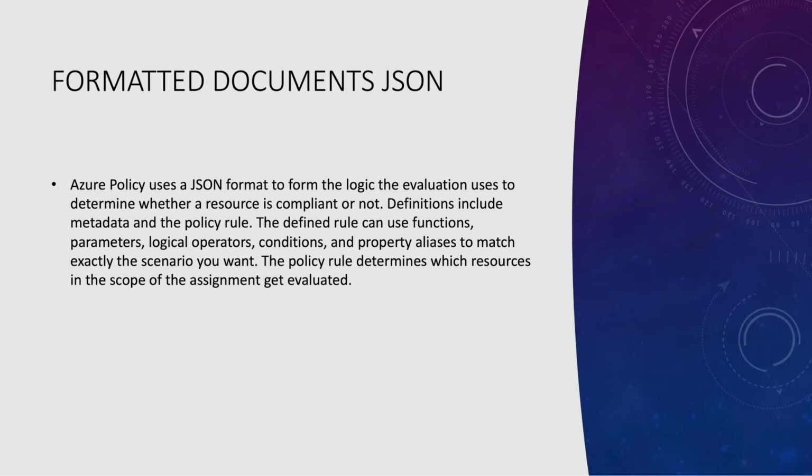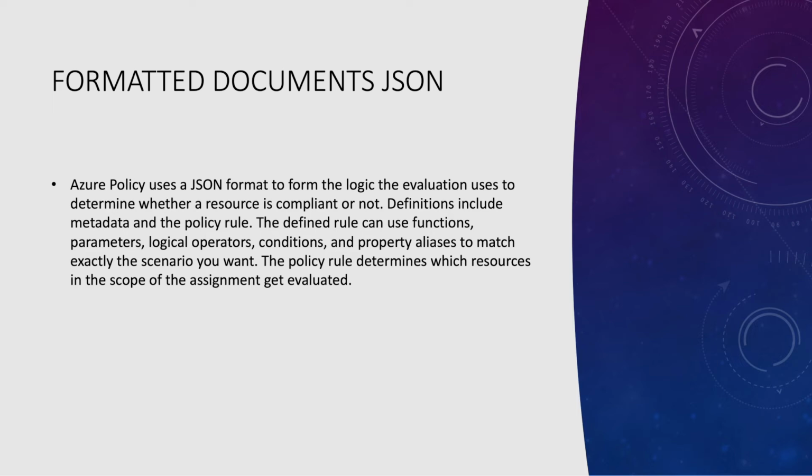All right, formatted documents. Again, you just need to know that it's JSON format and the formal logic of the evaluation. Again, JSON is actually really kind of neat. These definitions can include any metadata, any kind of notes, the reason why, what policy they belong to, and then the actual rule itself. The defined rule can use functions, parameters, logical operators. So you can say must equal or greater than or less than conditions, property aliases, and you can also embed all your tags and everything else as part of the policy rule.